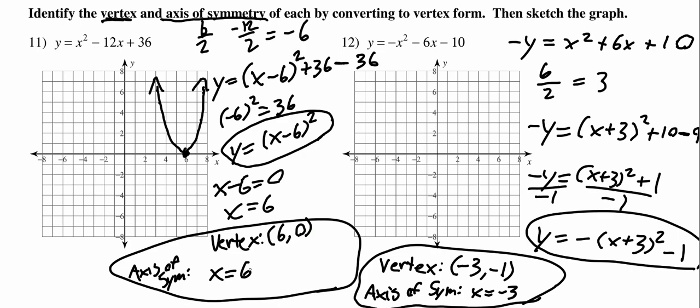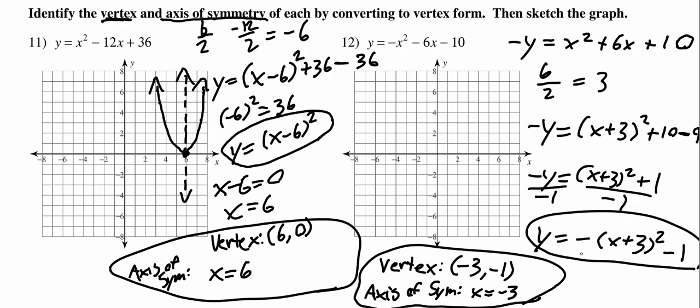And then the axis of symmetry is going to be x is equal to 6, just like the x coordinate. So we know that the axis of symmetry is going to go here along the x equals 6 line. So it's going to be right there. The dotted line is our axis of symmetry. So that's our final graph for question 11.